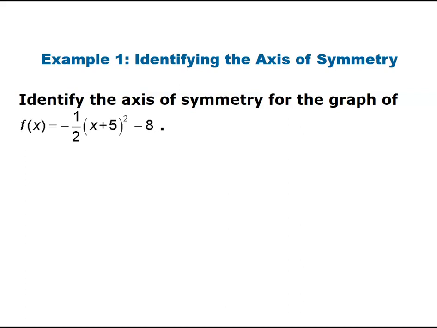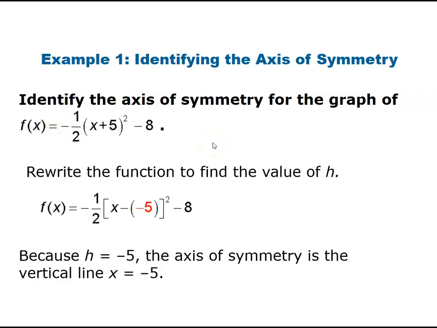Identify the axis of symmetry for the graph of f of x equals negative 1/2 (x plus 5) squared minus 8. So what are the shifts here? We have negative 8 and negative 5. And then we have the negative function, so the graph opens downward, right? Because h is equal to negative 5, the axis of symmetry is the vertical line x equals negative 5. The axis of symmetry divides the graph into 2, and that part is at negative 5.